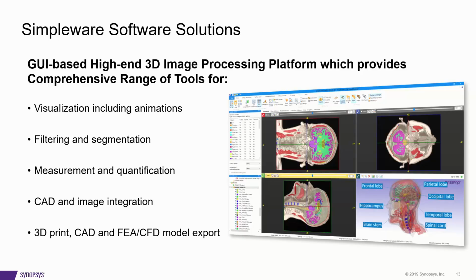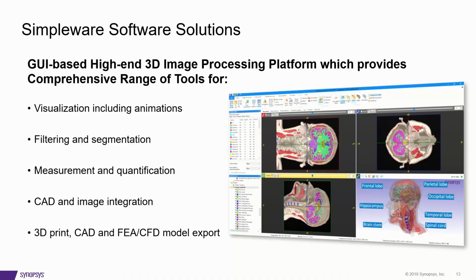You can see an example of the GUI on the right-hand side with a head model, a complex head model there. We can go through a variety of different processes, visualizing the data that we import, whether that's purely the image data or the segmented data, and we can create animations with it. We can go through the filtering and segmentation process. As I mentioned earlier, we're introducing very automated segmentation capabilities that are based on artificial intelligence, so we can really speed up the process and get very good results.